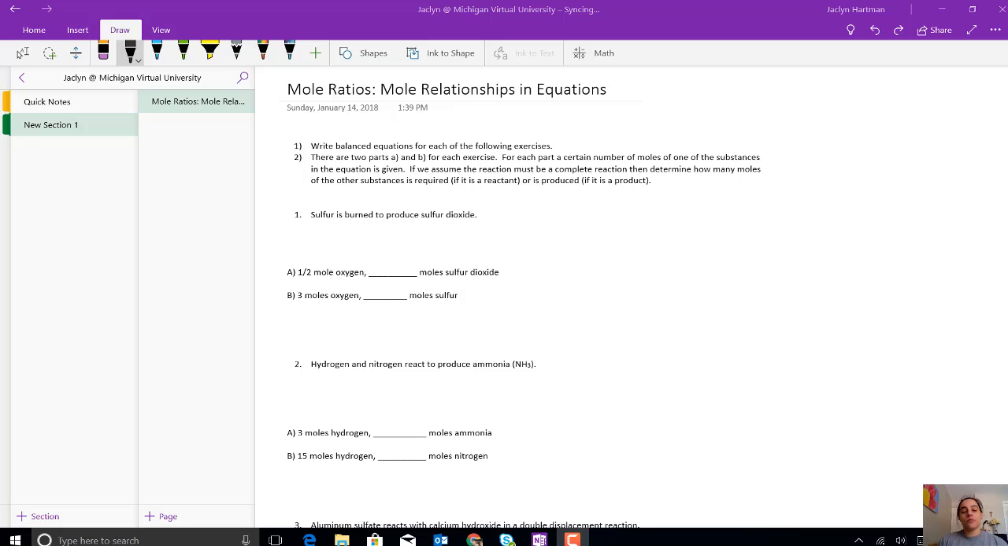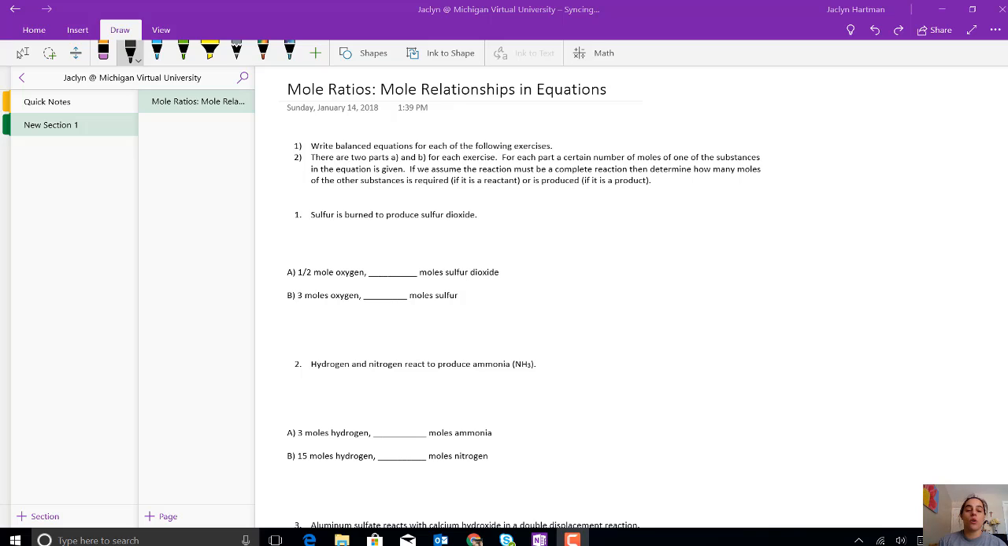So with mole ratios, the most important step for any mole ratio conversion calculation is that you have a correctly balanced chemical equation. Without it, it's not going to work. So I've got 3 examples here, and the directions are to first write balanced equations for each of the following exercises, and then we're going to actually solve the questions and determine how many moles we're going to get.